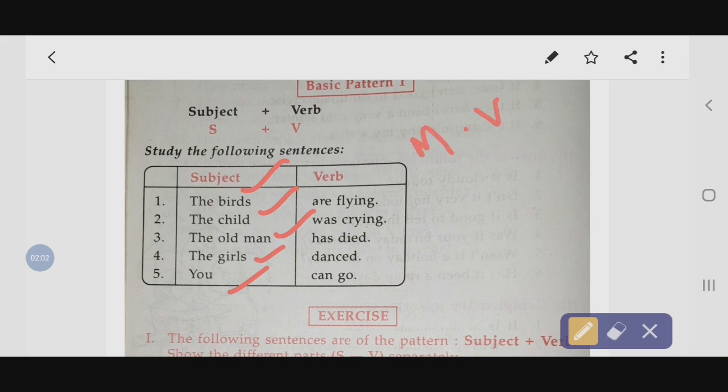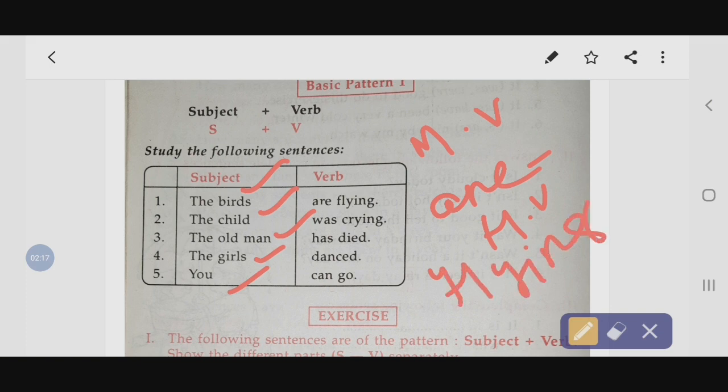Okay. So just take an example here. The birds are flying. So here, are is the helping verb. Flying, main verb. The child was crying. This is also the same. Was, helping verb, crying, main verb.